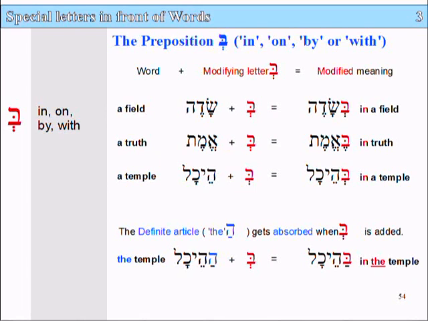So we see that bet means in or on or by or with when added to the front of a word. And when added to a word with a hay, meaning the, the hay gets absorbed into the bet with the vocal shiva, and the vocal shiva is dropped and the patach is adopted, for example. So hayachal, ha-hayachal becomes ba-hayachal, in the temple. So that's bet.